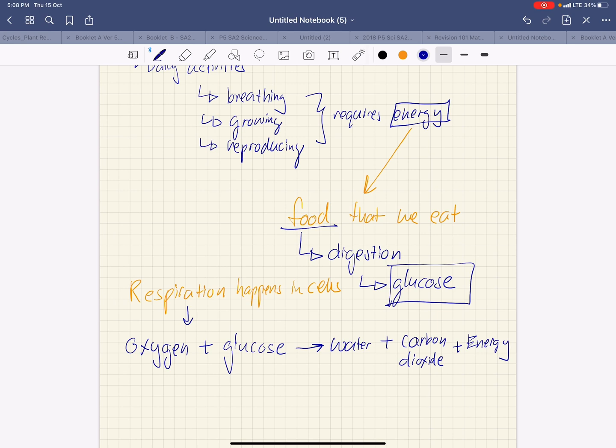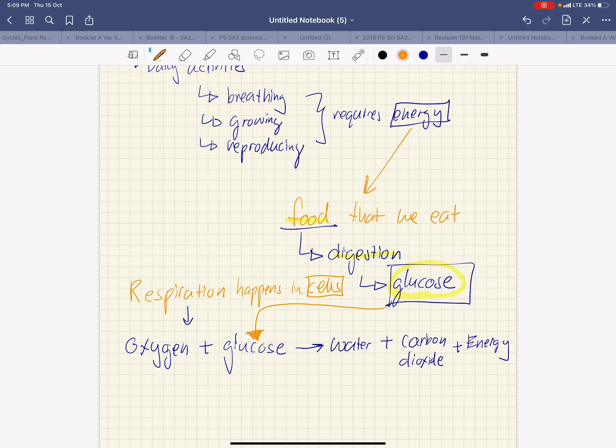Let's backtrack for a bit. Remember, I told you that the food we have taken in would be digested, and that's where we obtain glucose as one of the end products. This glucose is the very same one that is involved in the respiration process that happens in every single cell. You realize that I am very careful about saying that respiration happens in the cells.